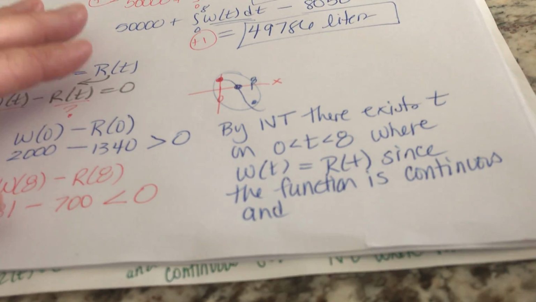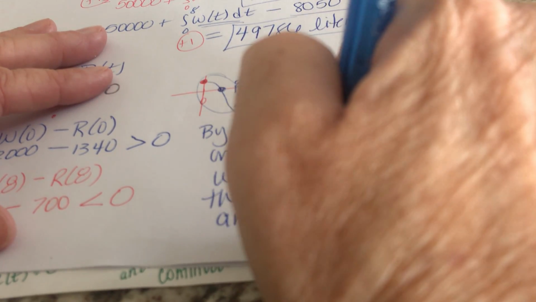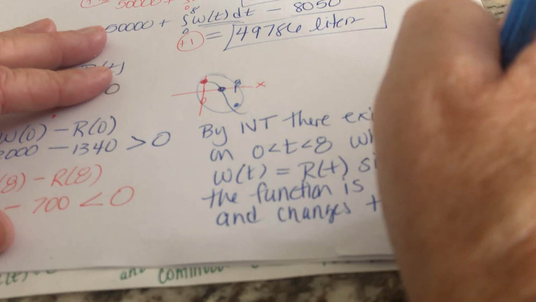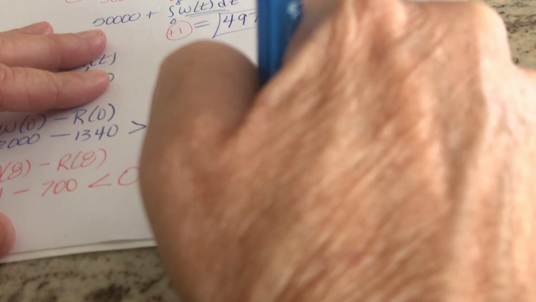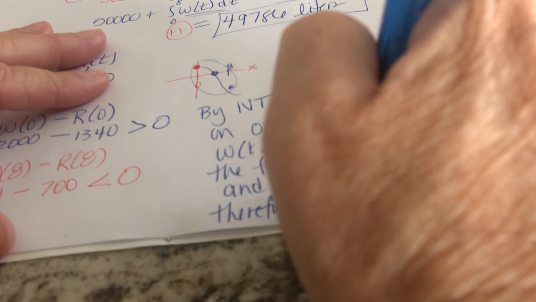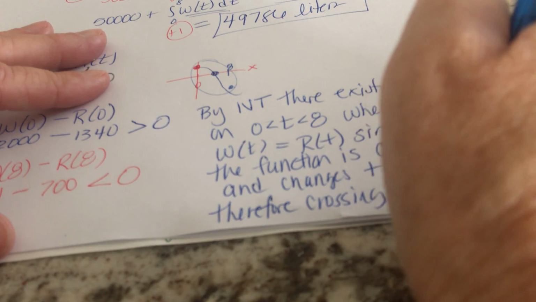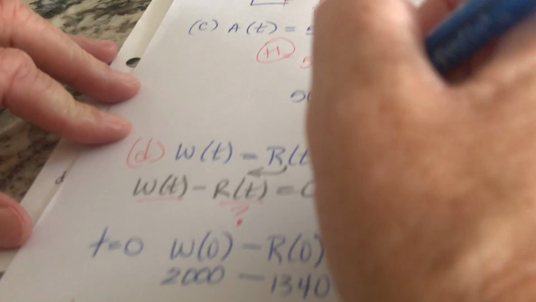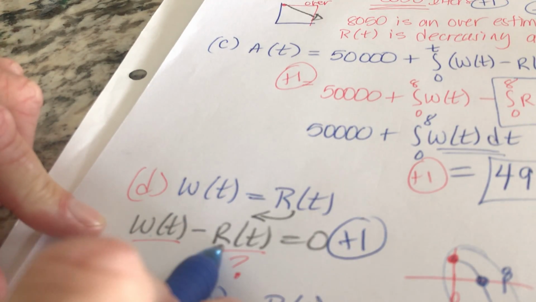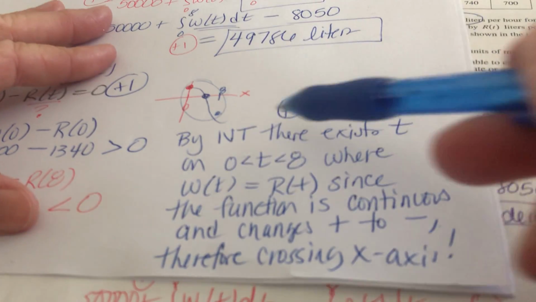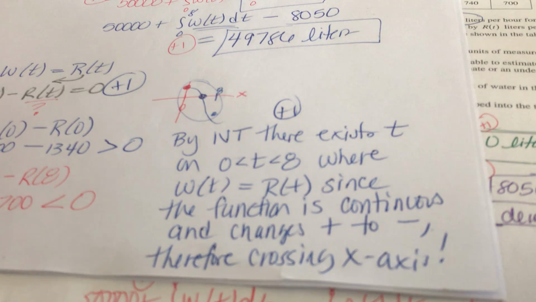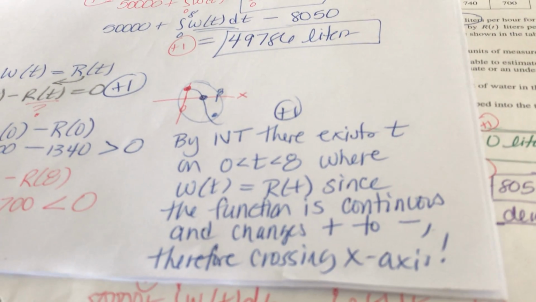and changes from positive to negative, therefore crossing the x-axis. Ta-da! So you get a point for considering this, W of t minus R of t equals 0, and a point for explaining that it's the intermediate value theorem. That is FRQ 2 from today.